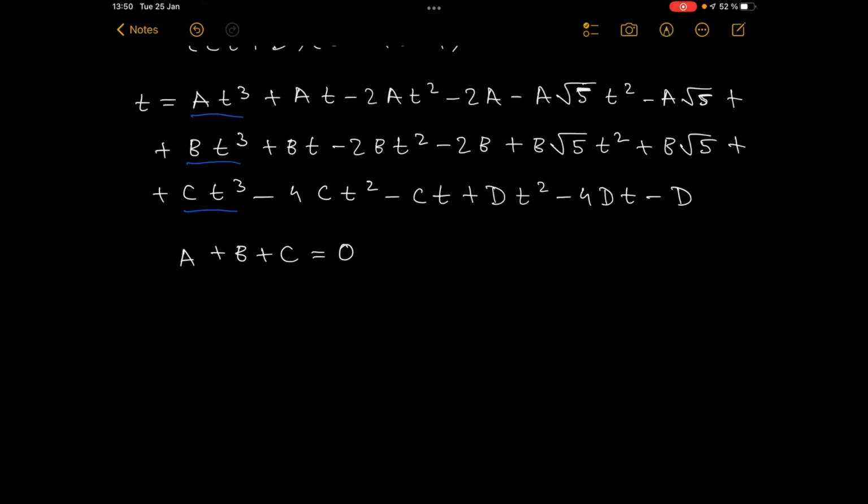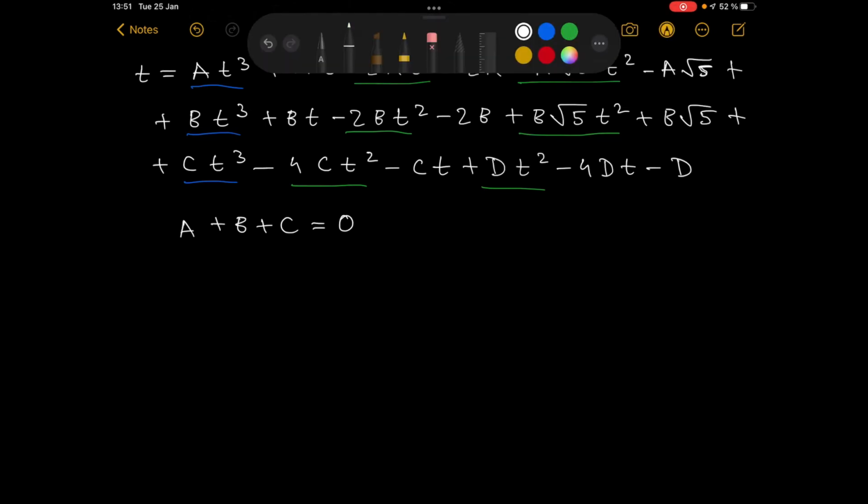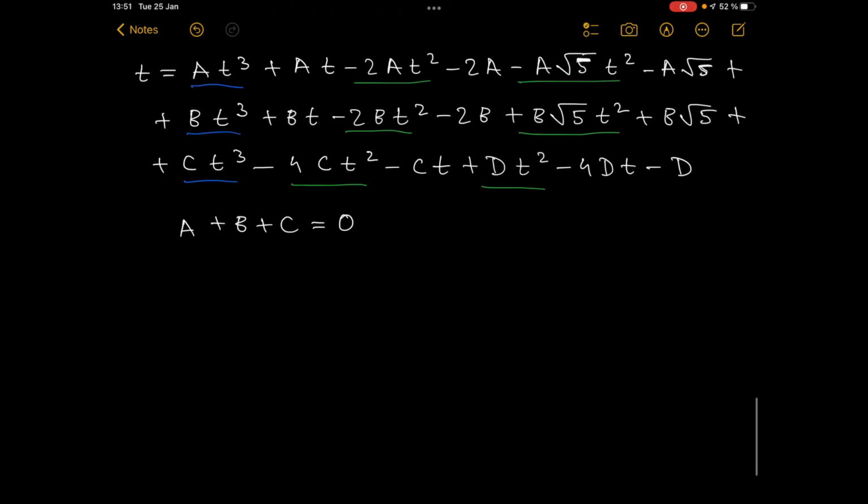Now let's go ahead and use green for the squared parts. Here's one, here's one, another one, another one, another one, and another one. So from this part right here, we're going to get our second equation.